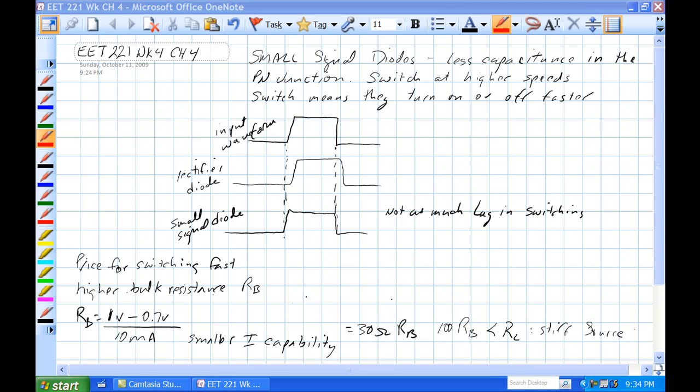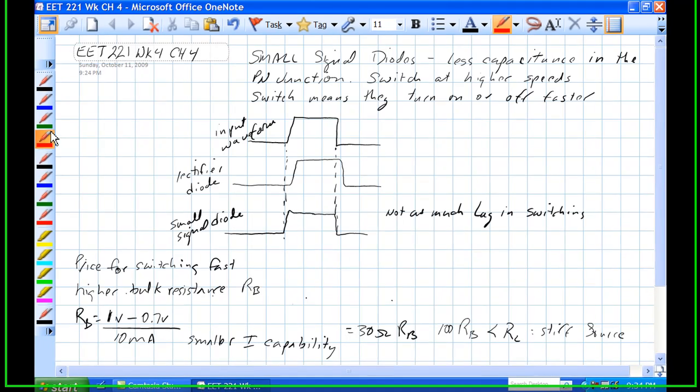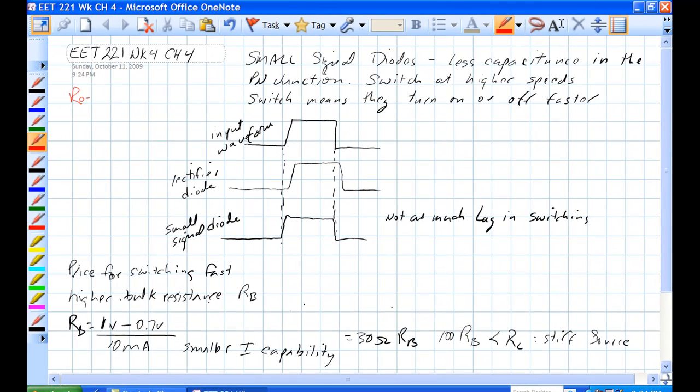So we come up with another term for the diodes. We have the rectifier diodes. Let's see if it'll work. And now we have what's called small signal diodes.